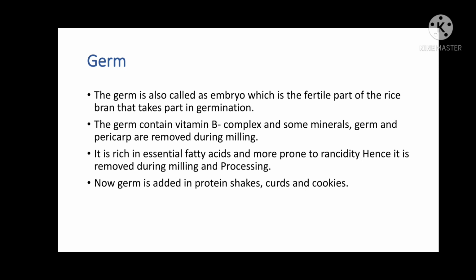The next part is the germ. The germ is also known as the embryo, which is the fertile part of the rice grain that takes part in germination. The germ contains vitamin B complex, folic acid, and some minerals, and the germ and pericarp are removed during milling. It is rich in fatty acids, and by the presence of these essential fatty acids, rancidity occurs. To prevent rancidity, the germ is removed during milling and processing. Nowadays it is added in protein shakes and some cookies to increase the nutrient content.